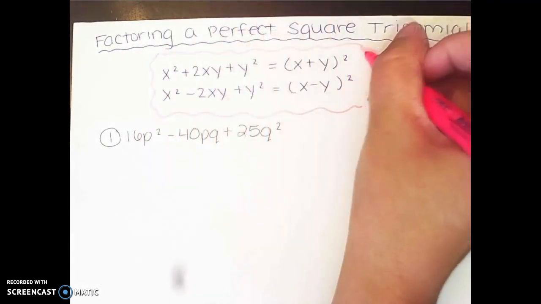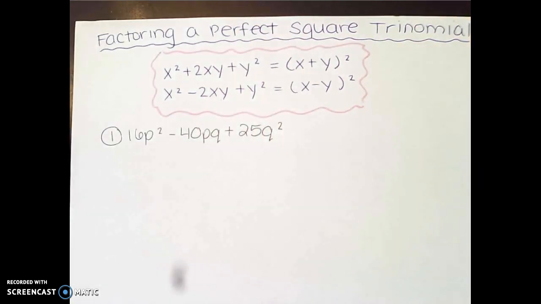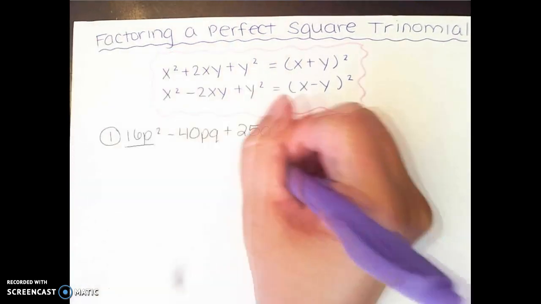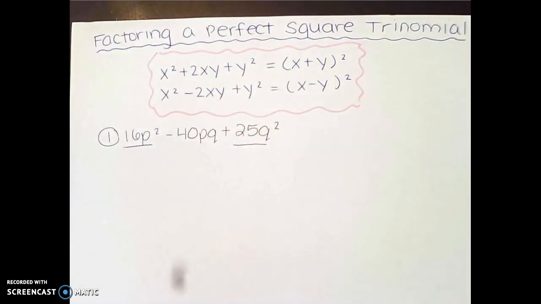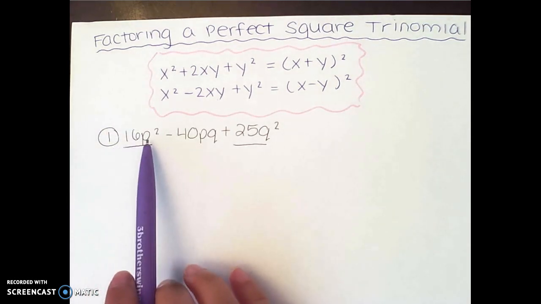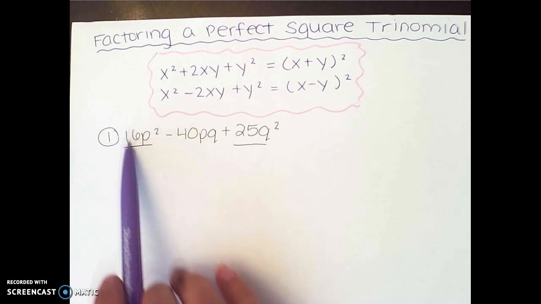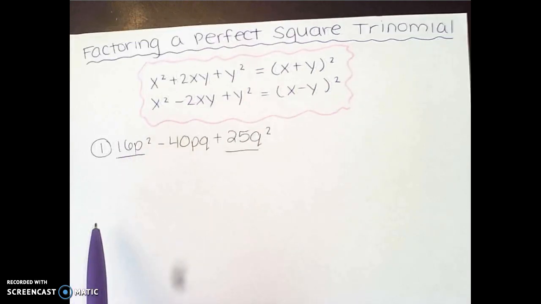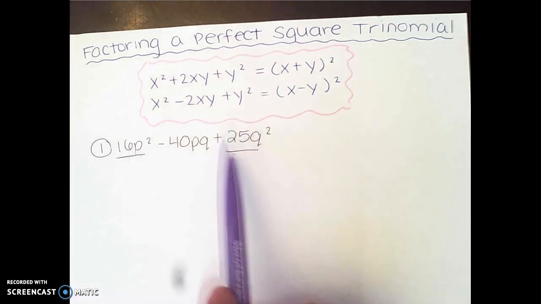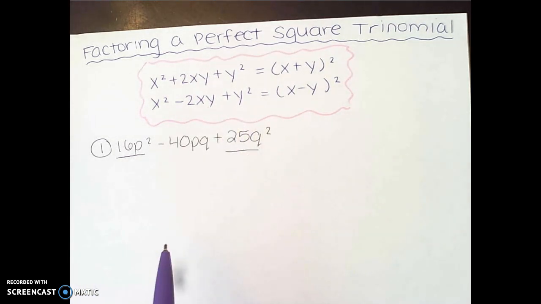So what we're looking for to know that we have a perfect square trinomial is obviously 3 terms for a trinomial, and we're checking to see that the first term and the last term are perfect squares. Which means that if I take the square root of this first term, I will have a 4p, and if I take the square root of this last term, I'll have 5q. So those are both perfect squares.